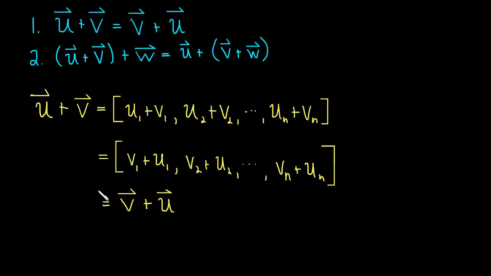Okay, how about proving that vector addition is associative? Well, I want you to pause and try that on your own, but the strategy is going to be the same. What we did is we used the properties of real numbers, the fact that real numbers are commutative, to prove that vectors are commutative. And we're going to use that same strategy for the associative property. Okay, pause and try that on your own.